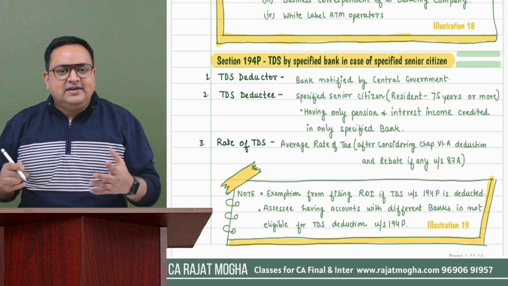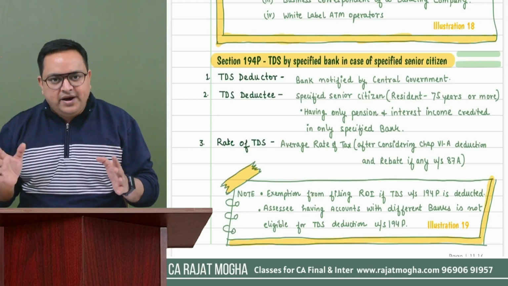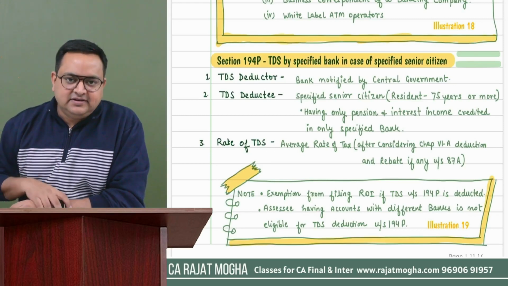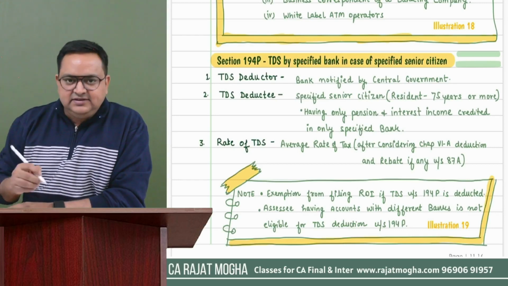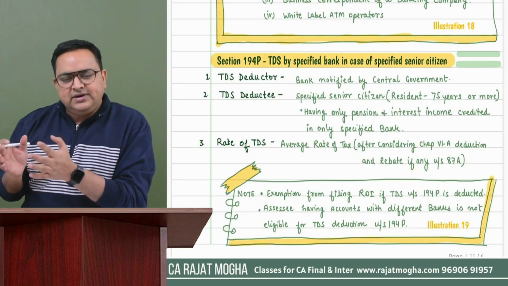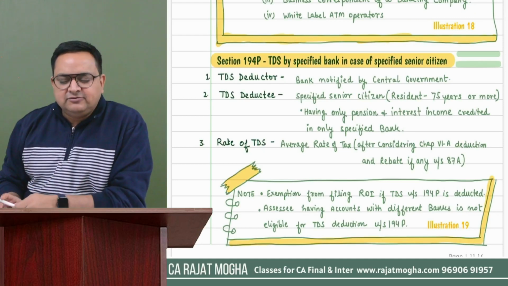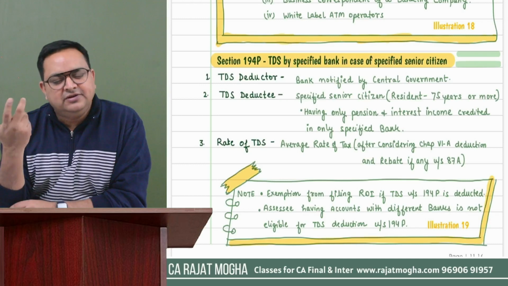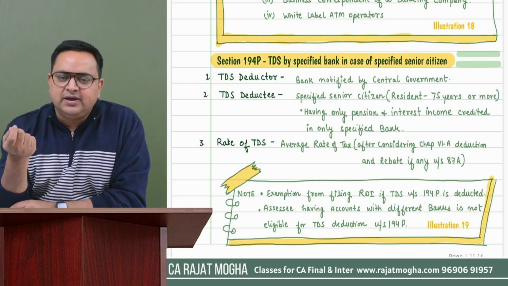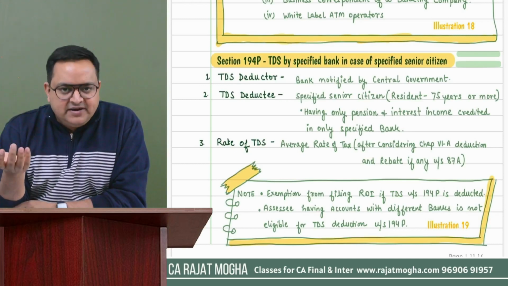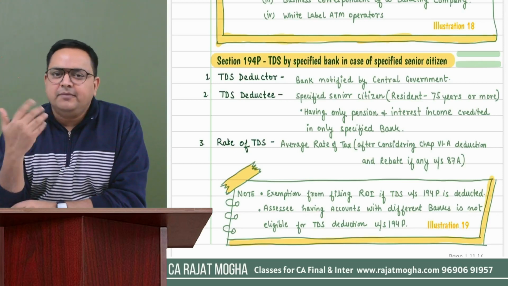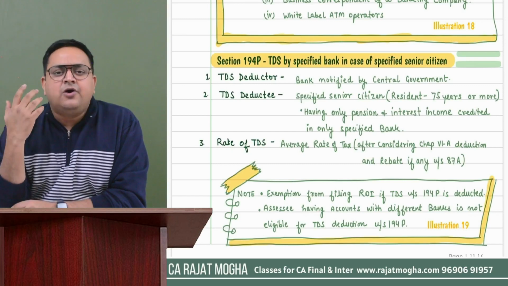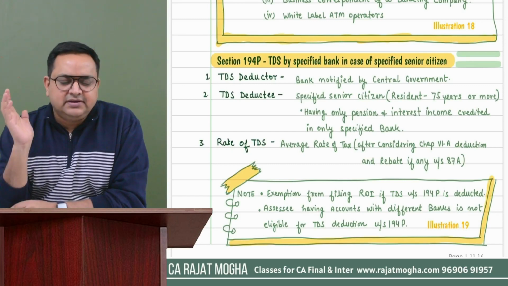75 years is quite old age, so now the government is giving them relaxation. These senior citizens generally have a bank account in only one bank, because these people are quite old now. They don't want to open separate accounts. They would like to just maintain one account, and in that one account, whatever is their pension comes in. Plus they must be having some amount in their saving bank account or their FD, etc., on which they earn interest income.